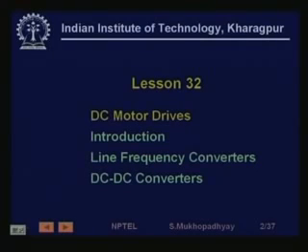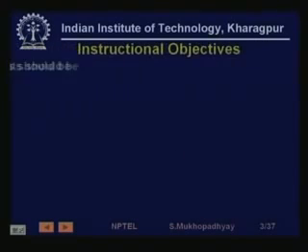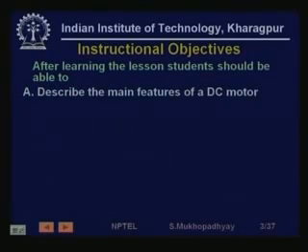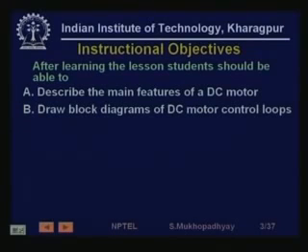So, having said that, let us look at the main instructional objectives of this lesson. After learning the lesson, the student should be able to describe the main features of a DC motor, basically should be able to understand how it works, then should be able to draw block diagrams of various DC motor control loops to identify how the DC motor is excited, how feedback is obtained, etc.